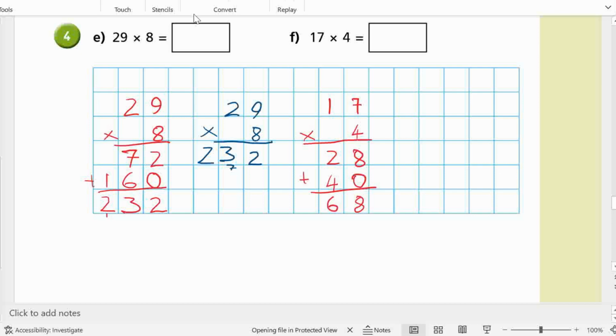And if we were to do it the slightly quicker way, 17 times 4. 4 times 7, 28, carry the 2. 4 times 1, 4 plus 2. Good, and then we get our answer.